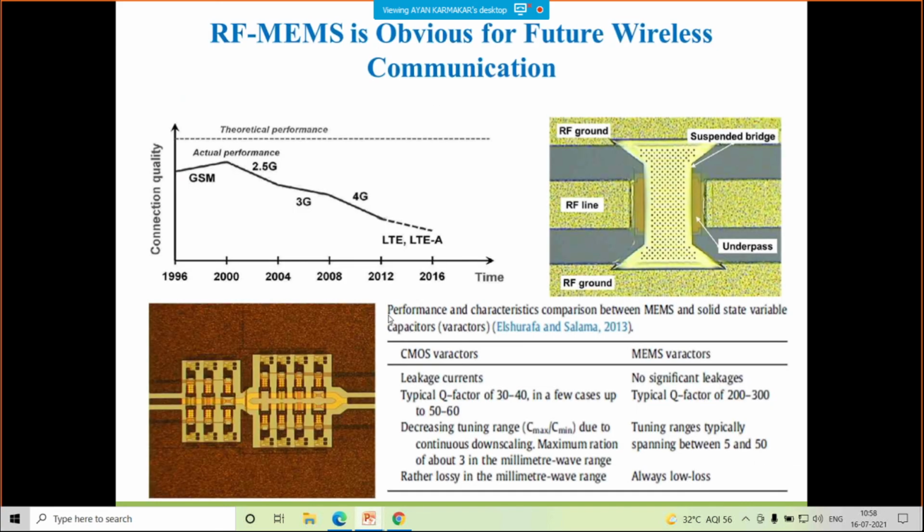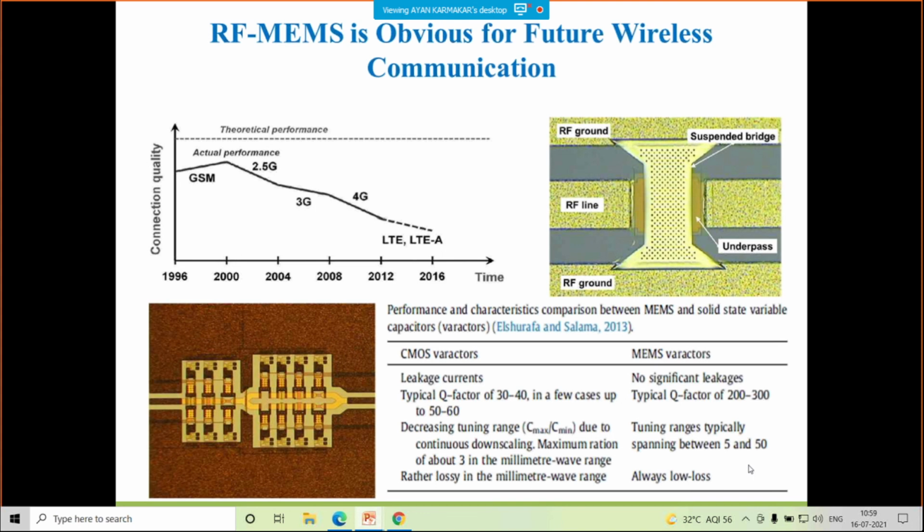At the end of the day, it can be said that this RF MEMS or silicon RF technology is obvious for future wireless applications. If you go through the literature, you will find that CMOS varactors are very popular. Now people are coming with the MEMS varactor because it has a Q factor of around 200 to 300, and it doesn't have significant leakage. Not only that, it has a tuning range typically spanning from 5 to 50.